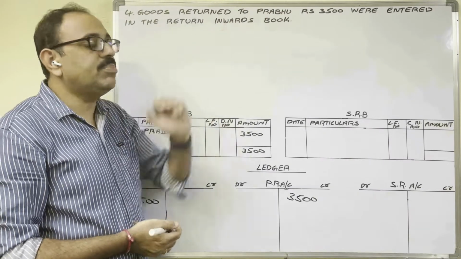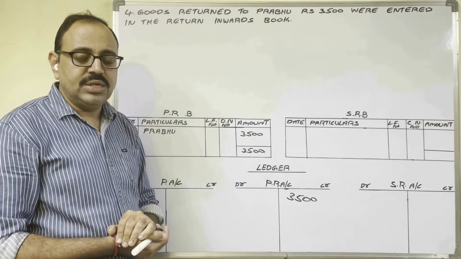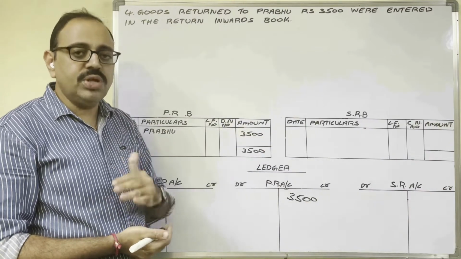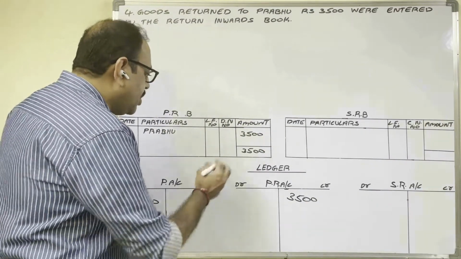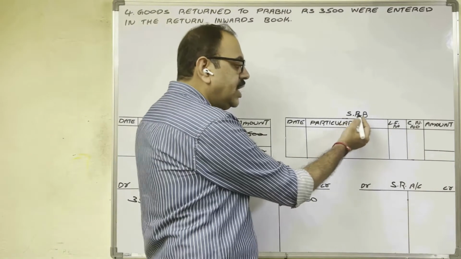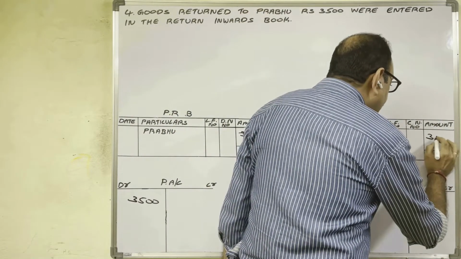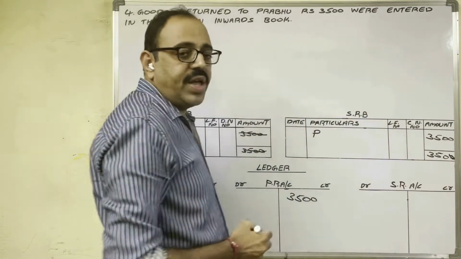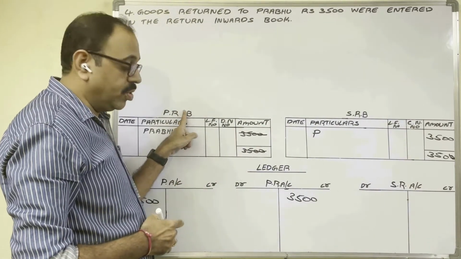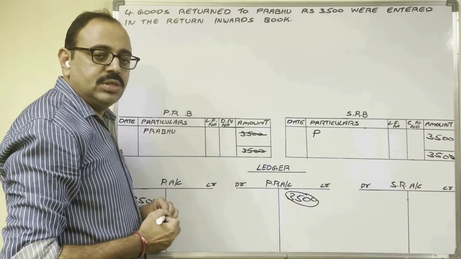Actually, Prabhu is a supplier. We returned goods to him. This is a purchase return transaction. But in the books we wrote that Prabhu is a customer. He is returning goods to the firm. So instead of recording in the purchase returns book, the amount was recorded in the sales returns book. Prabhu 3500. Total 3500. Now as nothing is recorded in the purchase returns book, nothing was posted in purchase returns account.